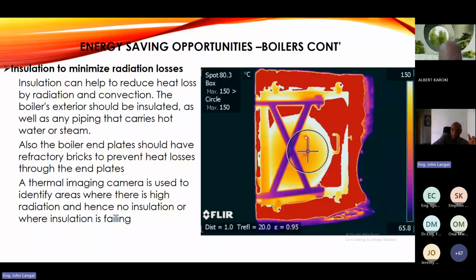This one is an image that you're playing using the thermal imaging camera. There are several in the market, and they're not quite expensive. So you should be in a position to calculate this temperature and the surface area. Then you know how much is lost here.